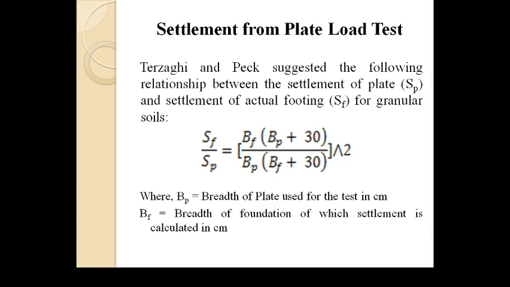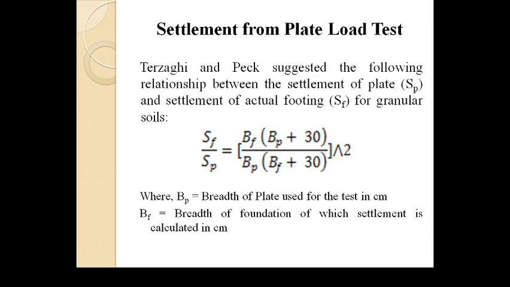from plate load test data. Terzaghi and Peck suggested the following relationship between the settlement of the plate, which is measured at the site, and the settlement of the actual footing for granular soil. Here SF by SP is equal to (BF into (BP plus 30) divided by BP into (BF plus 30)) whole square, where BP is the breadth of the plate used for the test in centimeter, and BF is the breadth of the foundation of which settlement is calculated in centimeter.